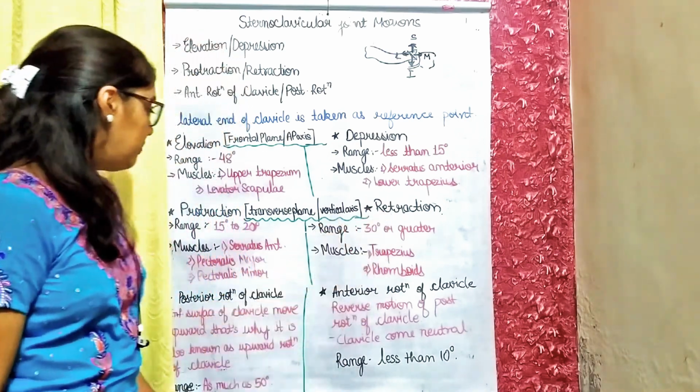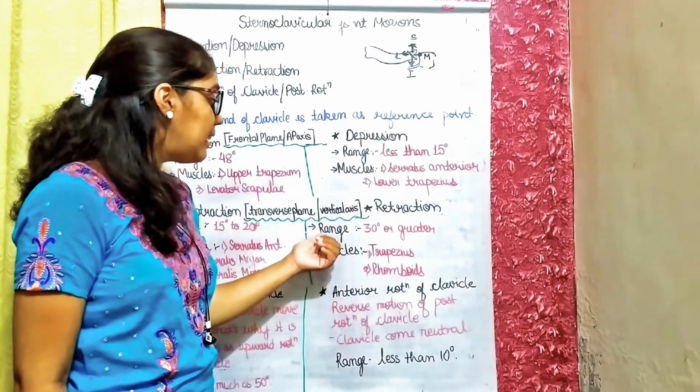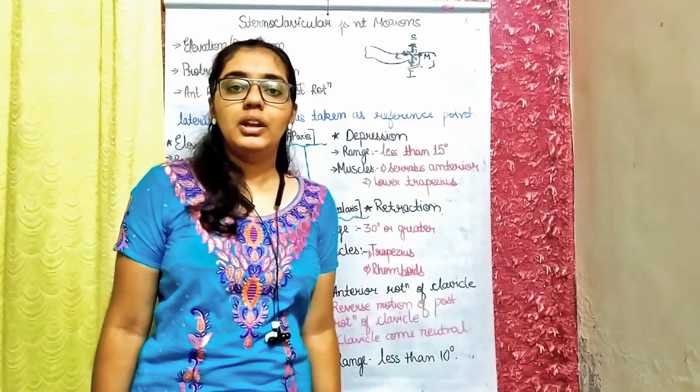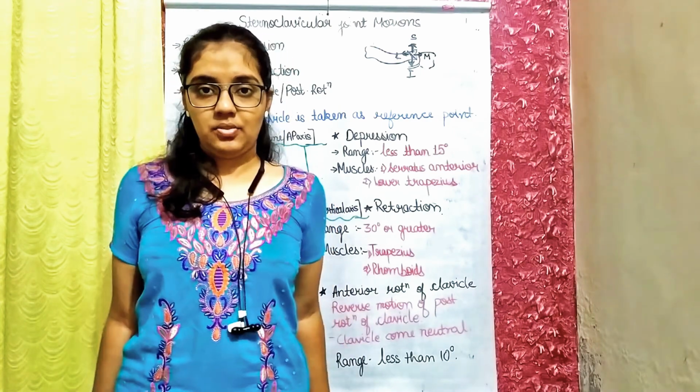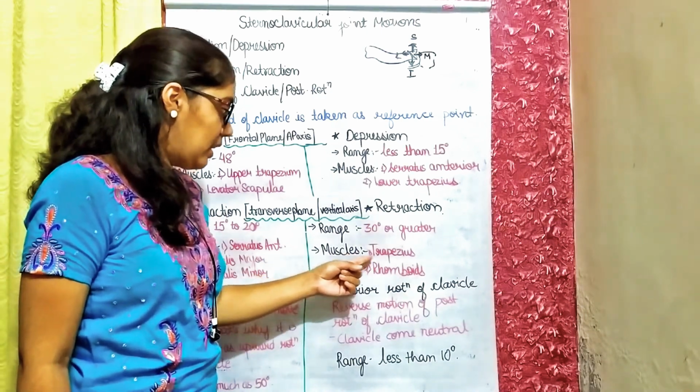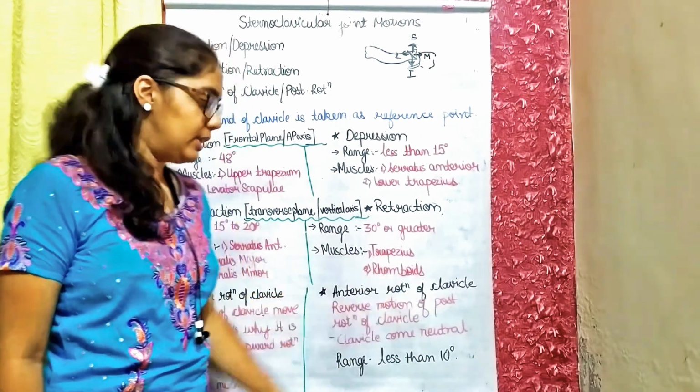Similarly, retraction. The range of motion of retraction is 30 degrees or greater. In this way, retraction occurs. The muscles responsible for retraction are trapezius and rhomboids.